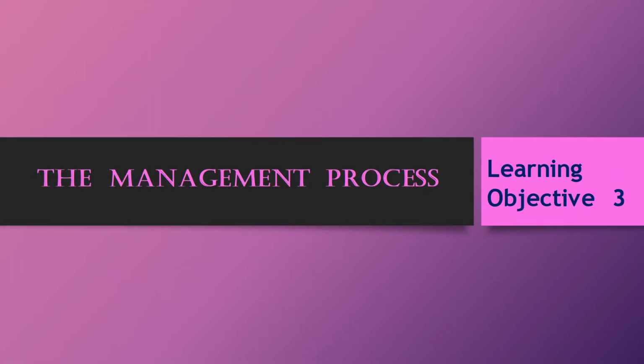Learning objective number 3. Management process. The management process is defined by the following activities. Number 1, planning. Number 2, controlling. And number 3, decision making. The management process describes the functions carried out by managers and empowered workers.